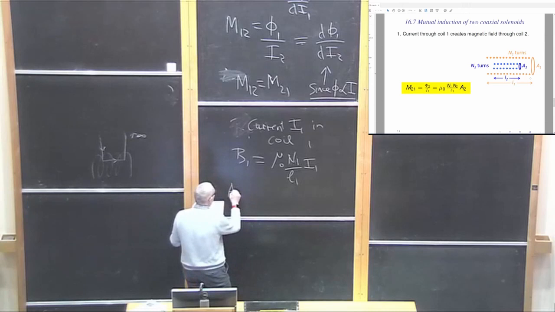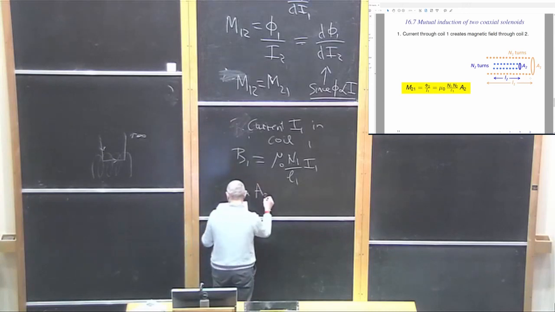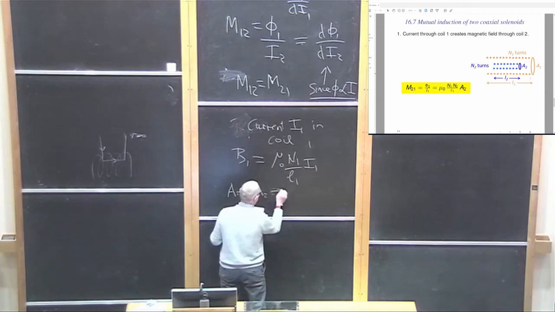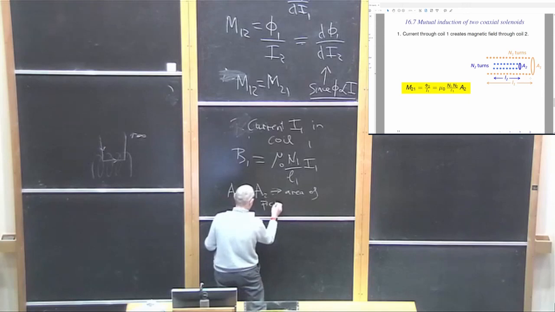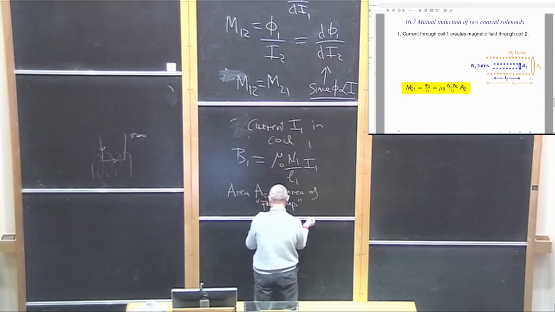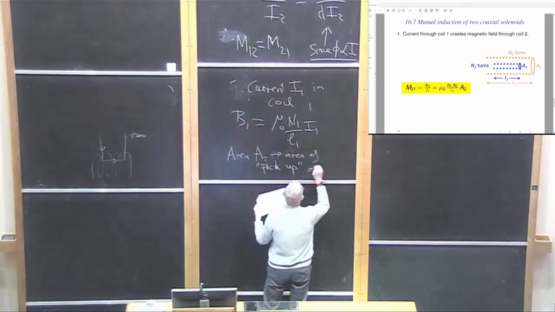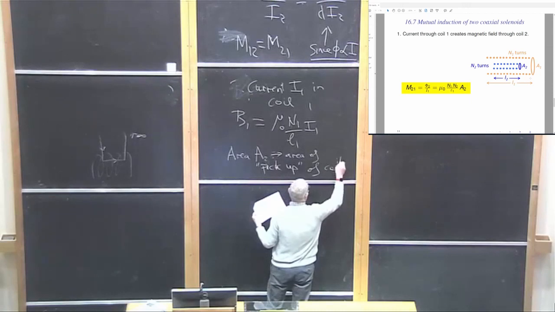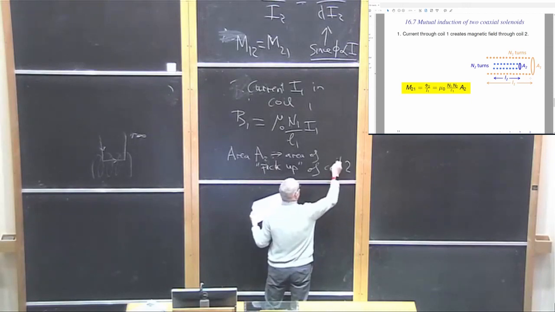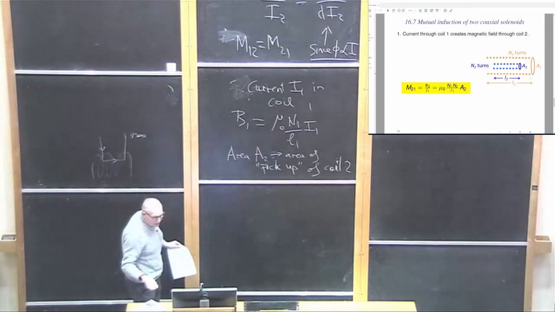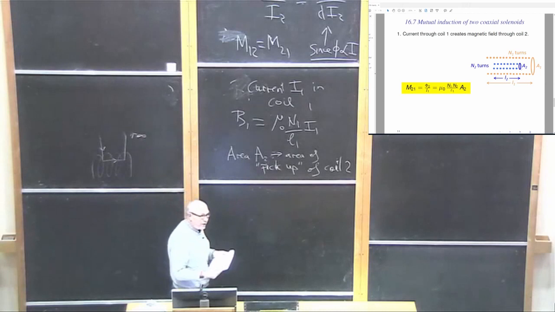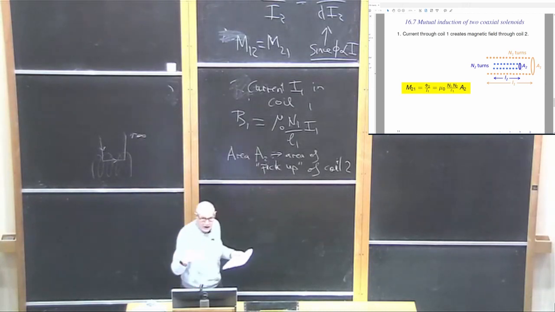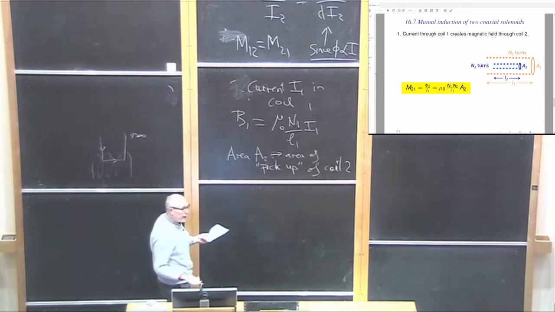All right, so area A2 is the area of pickup, I'm calling it pickup, of coil 2. Sorry, I hope that's readable. So all this area here will experience the field and the magnetic flux that is linked.